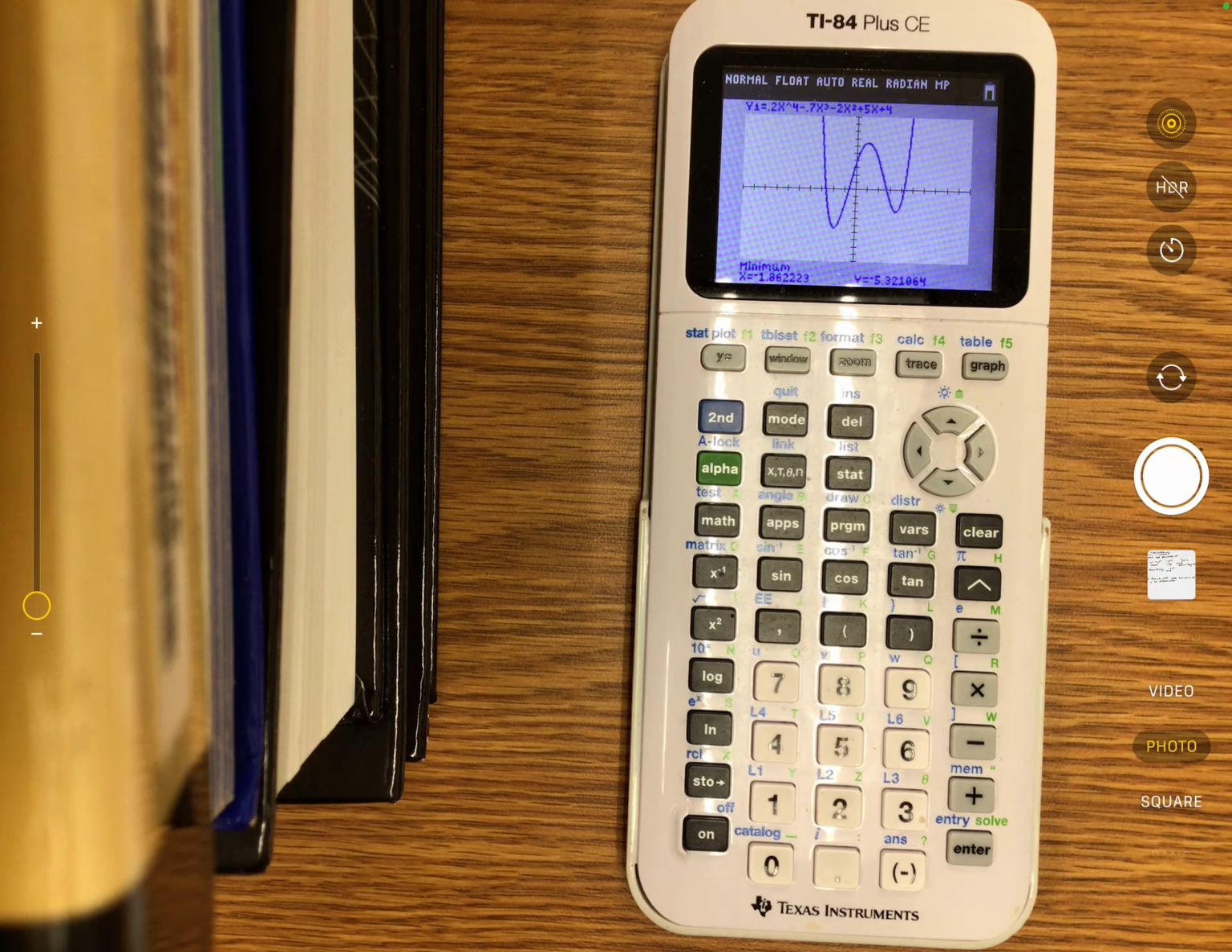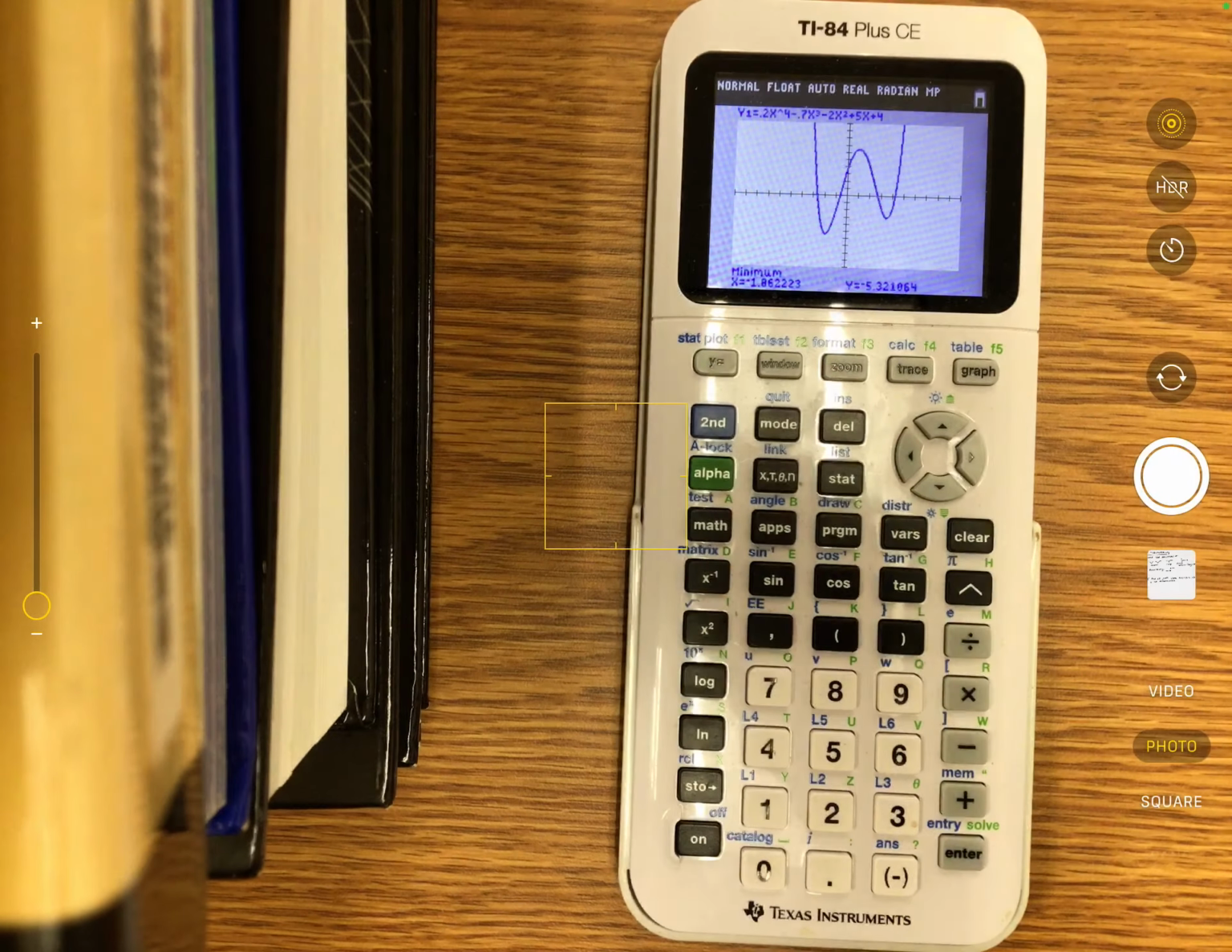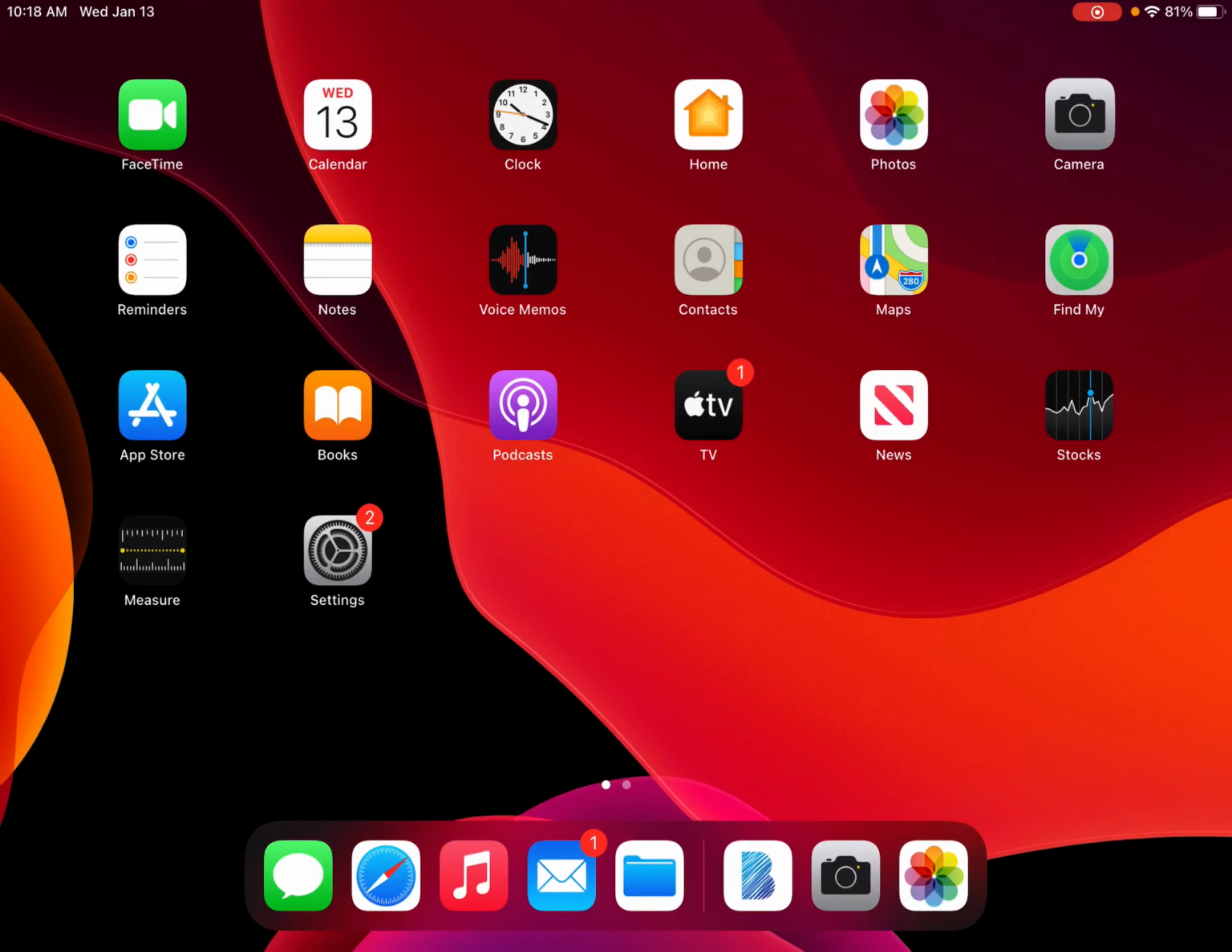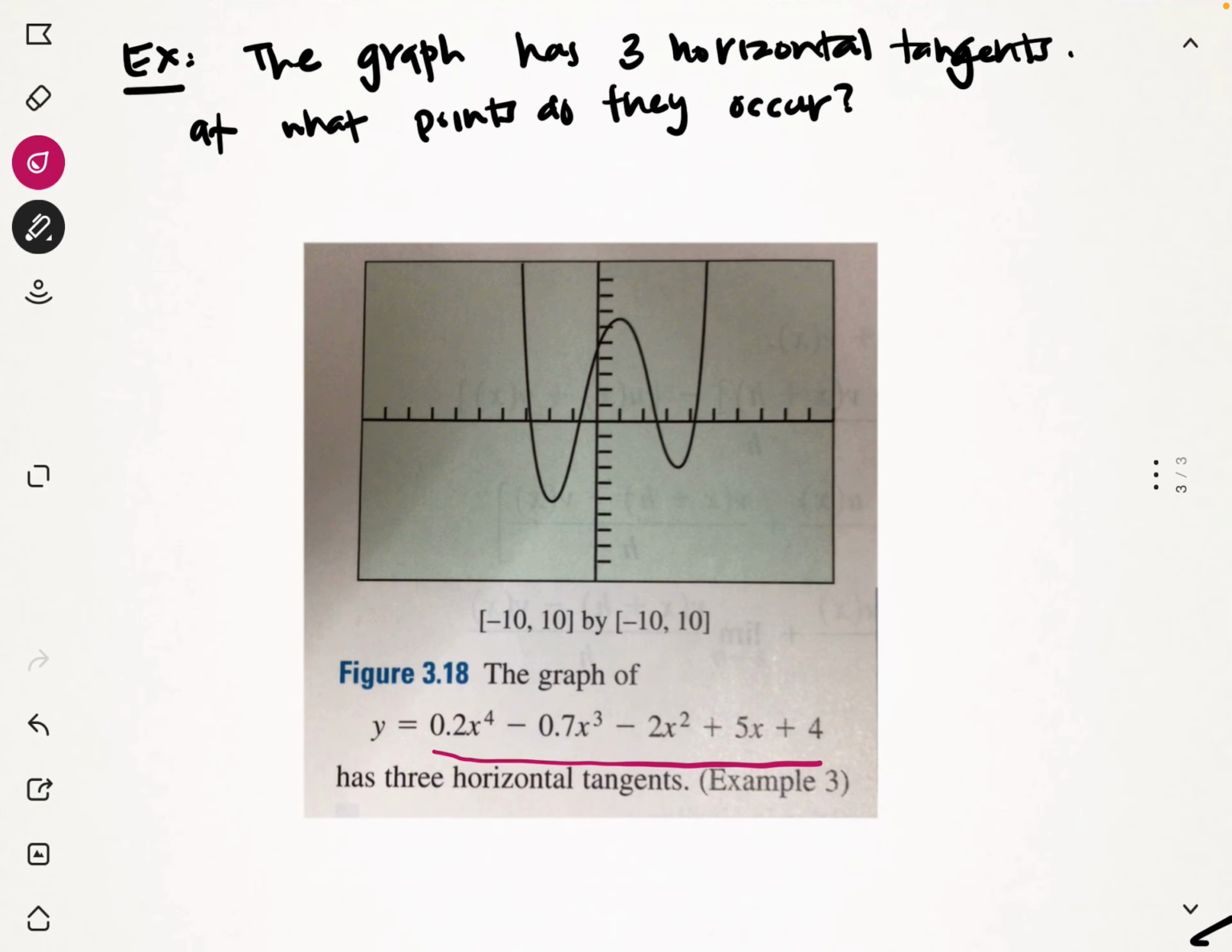I think usually the standard is 3 decimal places when we're rounding in calculus. So let's just go ahead and say for this one that it's 1.862, and then negative 5.321.